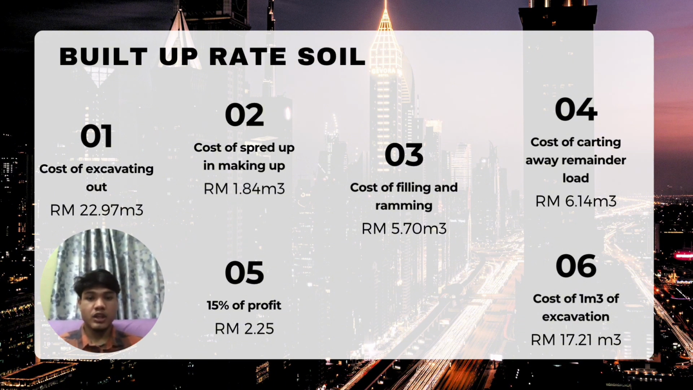Next is the cost of filling and ramming, which is 5 ringgit and 17 sen per cubic meter. The cost of carting away remainder load is 6 ringgit and 14 cents per cubic meter. For 15% of profit, we earn 2 ringgit and 25 cents. For the total cost of 1 cubic meter of excavation is 17 ringgit and 21 cents per cubic meter.